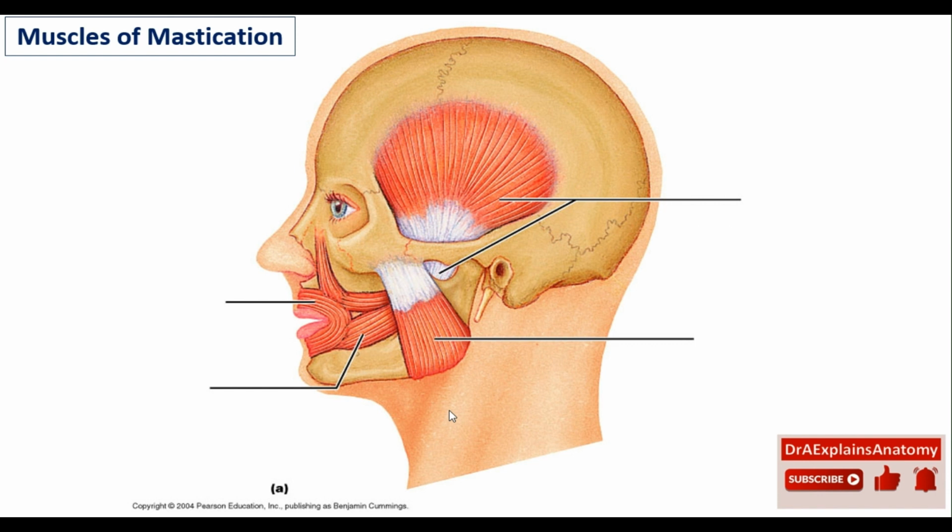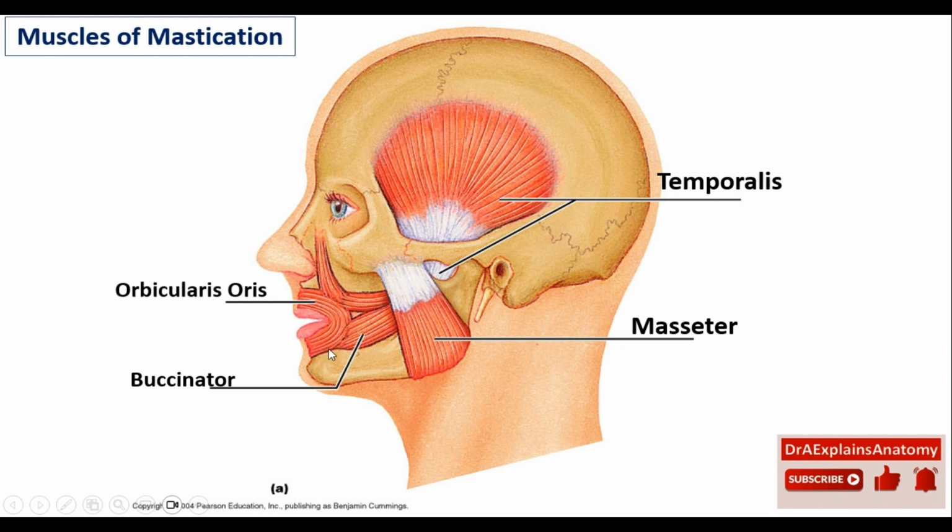Moving to the muscles of mastication, we have the temporalis muscle. We can see the masseter muscle. This is the buccinator muscle. On that view, we can only see these muscles right here. The muscle that surrounds the mouth is the orbicularis oris muscle.